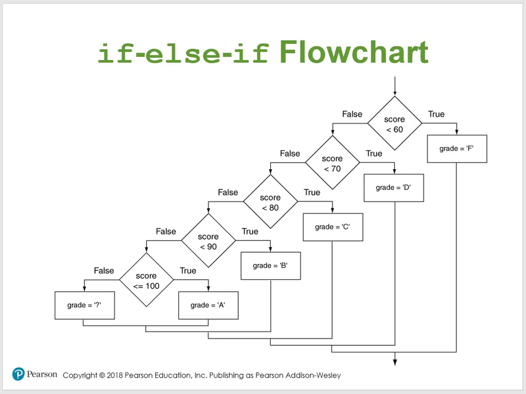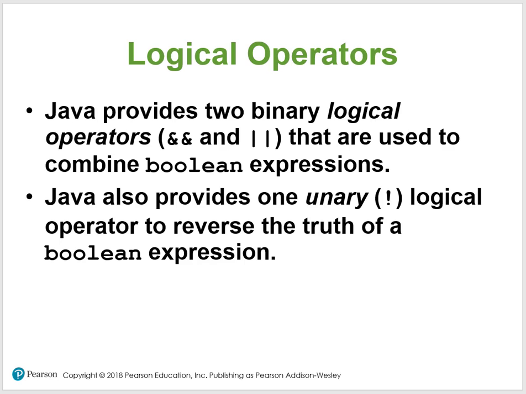So what am I looking for? Look at your logical operators. Java provides two logical operators. Be careful: these are logical operators, not relational operators. Relational operators are the ones that we've been looking at: less than, greater than, not equal, equal equal. Those are all what's called relational. Logical operators are ands, ors, and not.